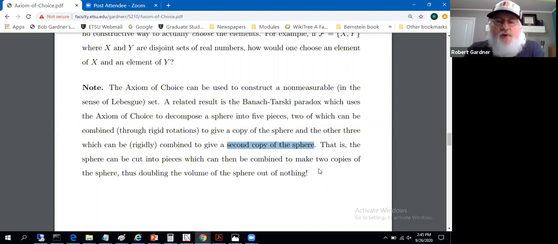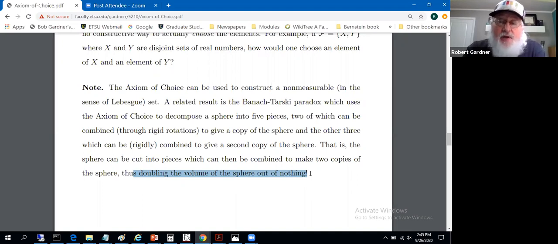You simply took the sphere, broke it into 5 pieces, glued 3 of the pieces together and got a sphere, and glued the other 2 pieces together and got a sphere. That's the same volume as the original sphere. So it seems you doubled the volume out of nothing. All right, physics doesn't work like that. Measure theory does, on certain really bad sets.